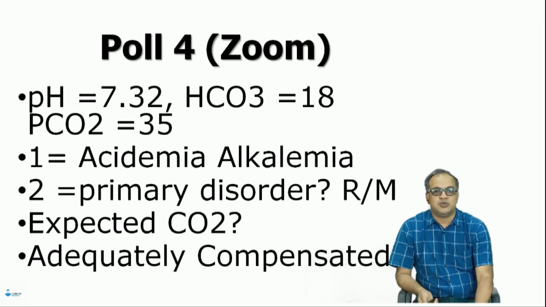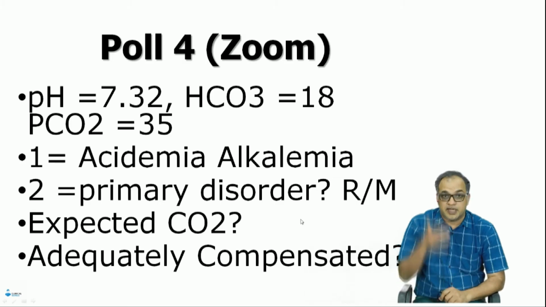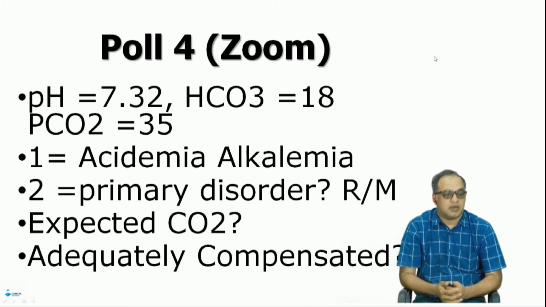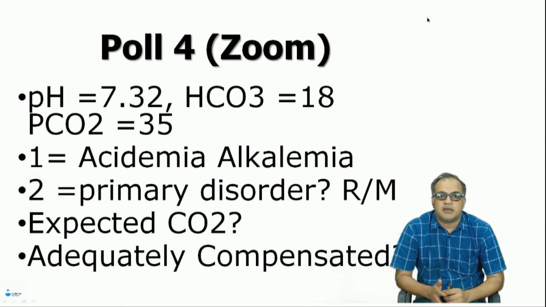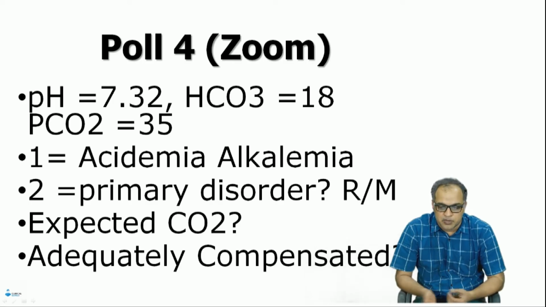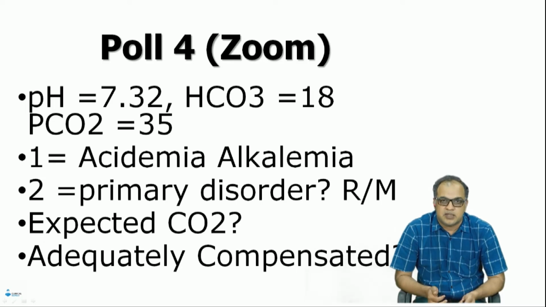Now again a poll on Zoom. The question is in front of you already. The pH is 7.32. Yes, there are 4 questions. pH is 7.32. Bicarbonate is 18. PCO2 is 35. The first question: is it acidemia or alkalemia? Start polling. Start voting. The questions are in front of you. The first thing, pH 7.32, is it acidotic or alkalotic?